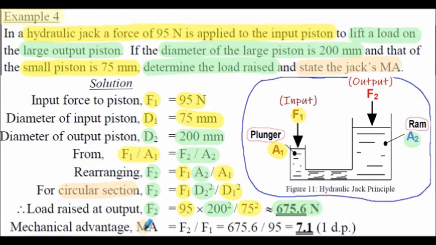To calculate the mechanical advantage MA, that's simply F2 divided by F1, and again inserting our values. The mechanical advantage is 7.1 to 1 decimal place. So here's a typical illustration of how we calculate, in this case, the output force, output load raised, and the mechanical advantage of our hydraulic jack.